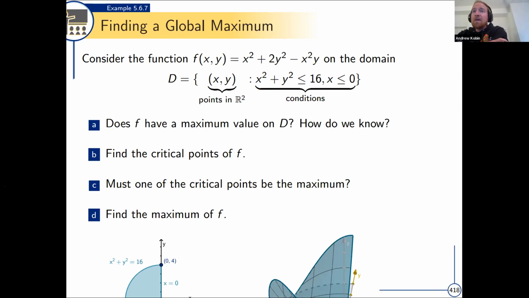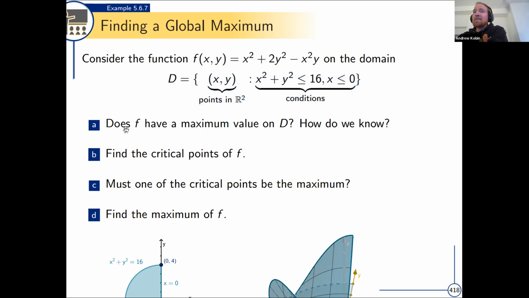So in this problem, we're going to look at the function f of x y given by x squared plus 2y squared minus x squared y. And we're going to look at this function on a restricted domain. So this, of course, is defined on the entire xy plane because this is a polynomial. But if we just look at this on the following set defined by the algebraic conditions that x squared plus y squared is less than or equal to 16, and x is less than or equal to 0, this will define a region in the xy plane that we'll consider to be the domain of this function f.